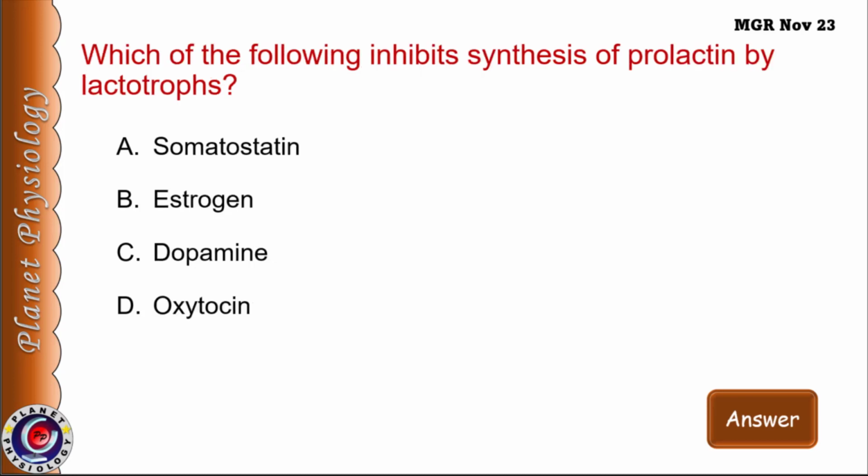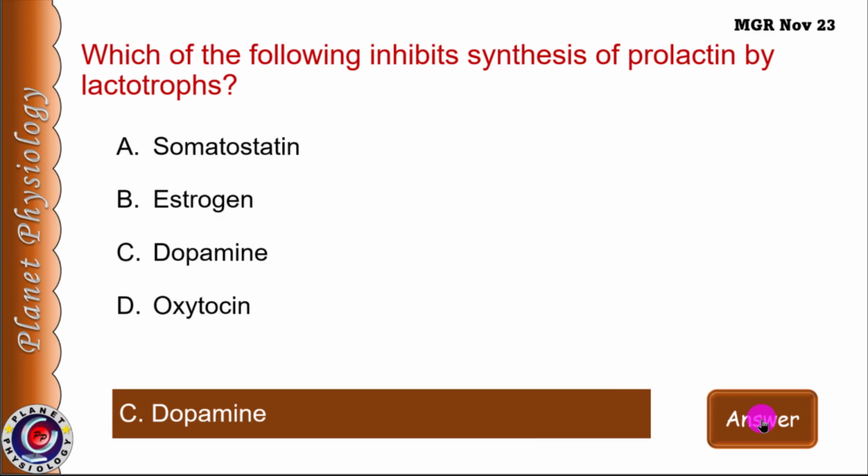Next question. Which of the following inhibits synthesis of prolactin by lactotrophs? A. Somatostatin, B. Estrogen, C. Dopamine and D. Oxytocin. You might be wondering that prolactin synthesis is inhibited by prolactin inhibitory hormone, PIH. But earlier this was termed so, and later it was found that this substance is nothing but dopamine secreted by the arcuate nucleus of the hypothalamus, and hence the correct option over here is C.